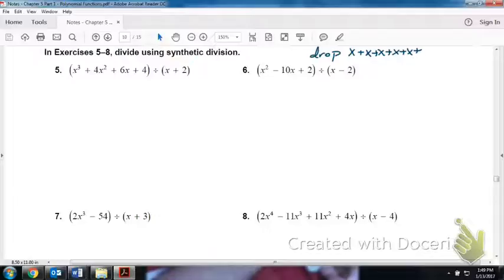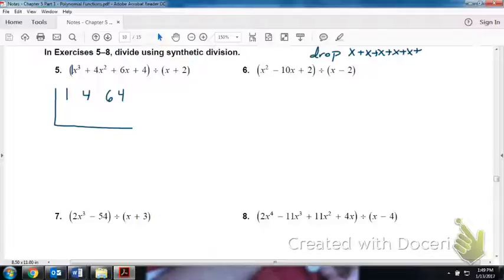So let's talk about how to set it up. For this, we only need the coefficients. So for this big quadratic right here, not quadratic, it's actually a cubic, we just need the coefficients. So the coefficients are, well, this one's a 1. So we have 1, then 4, then 6, then 4. And I'm going to draw a line like this, kind of like to box it in.